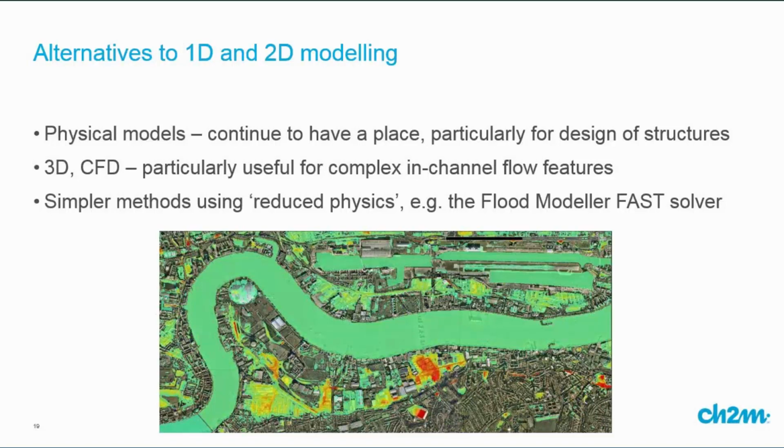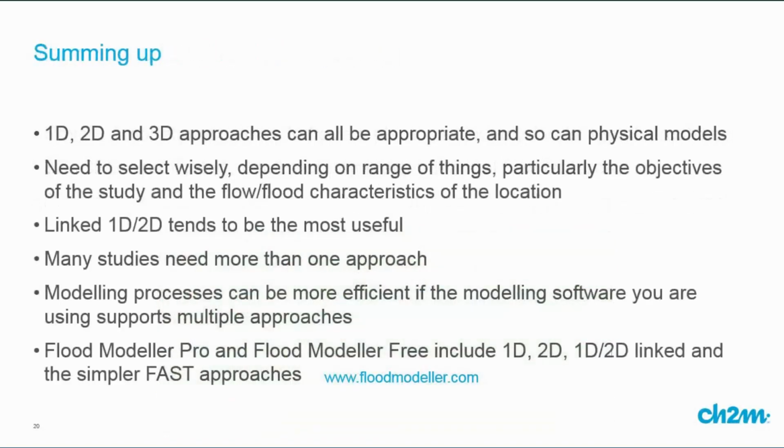So to sum up, I've been talking about 1, 2 and 3D approaches, and they can all be appropriate, and so can physical models and the reduced physics models. When you're undertaking a study or using results, you need to select wisely, and it can depend on a range of things, and particularly the objectives of the study and the flood and flow characteristics of the location you're trying to model. At the moment, linked 1D, 2D models are the most used and the most useful. But for many studies, you actually need more than one approach.